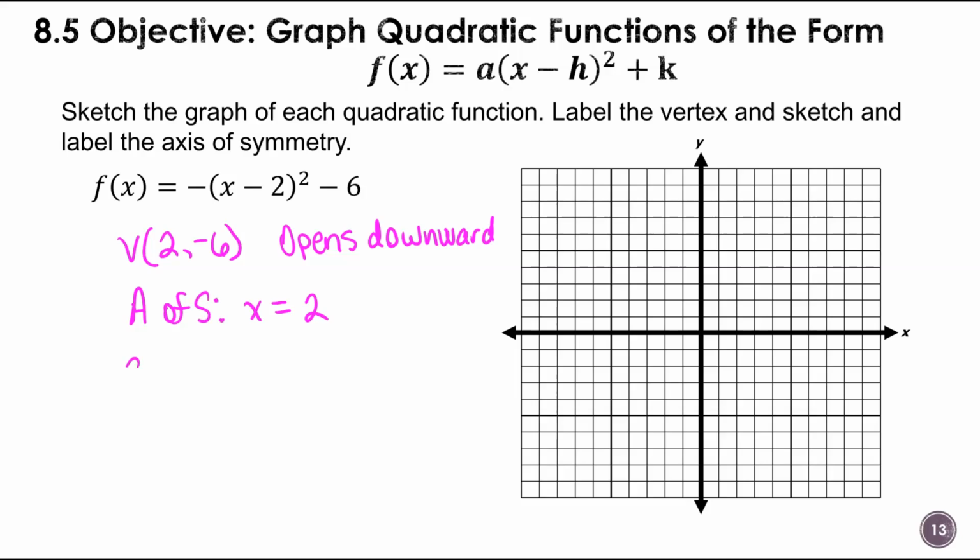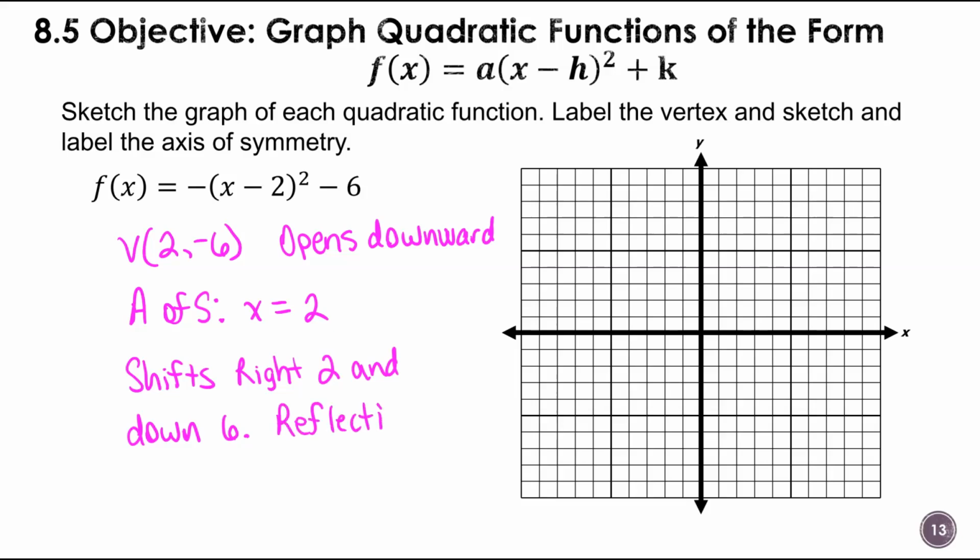And then it shifts right 2 and down 6. Also, it is a reflection, right? So it does reflect because it opens downward. Okay, so if we graphed y equals -x squared, because that matches with our -1 here, on this one we could just count, right? So let's take a look at that.